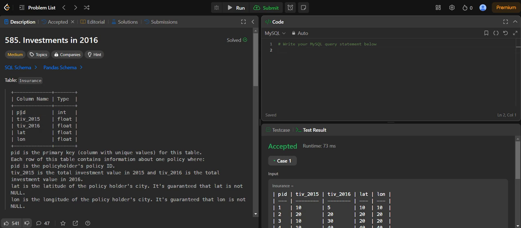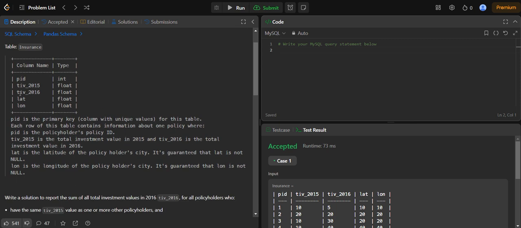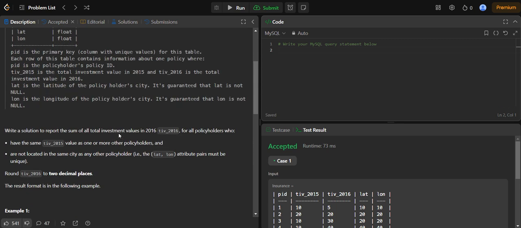There are five columns. The primary column is PID, the policyholder ID, the policyholder's policy ID. This is the investment in 2015, this is the investment in 2016. This is latitude and longitude for the policyholder city. TIV 15 is the total investment value in 2015, and TIV 16 is the total investment value in 2016. And PID is the policyholder ID.